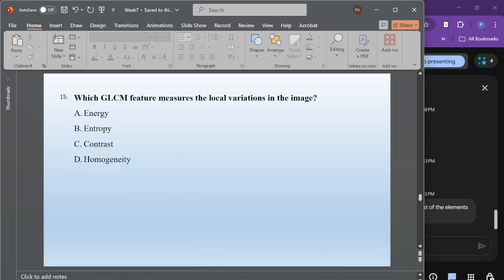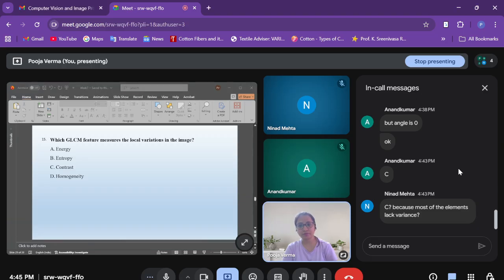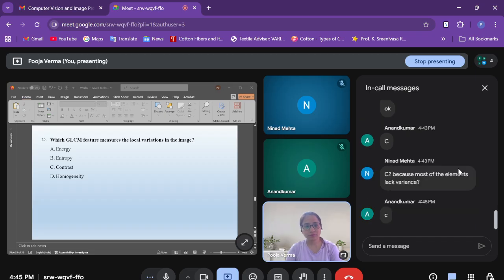So now moving to our next question. This next question is also related to GLCM, the gray-level co-occurrence matrix. Which GLCM feature measures the local variation in the image? Option A, inertia. Option B, entropy. Option C, contrast. Or option D, homogeneity. Which option can be the correct one? Okay, option C.